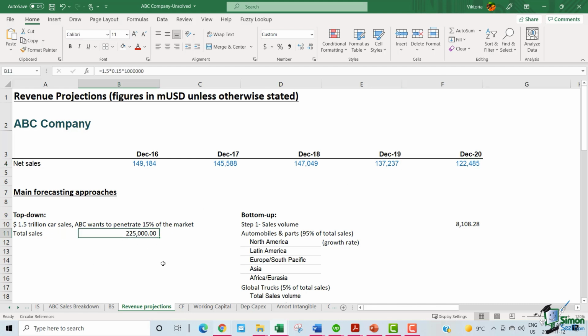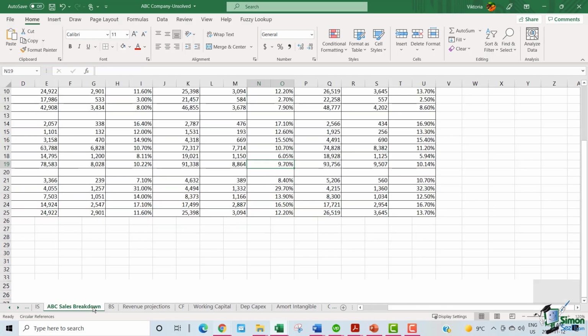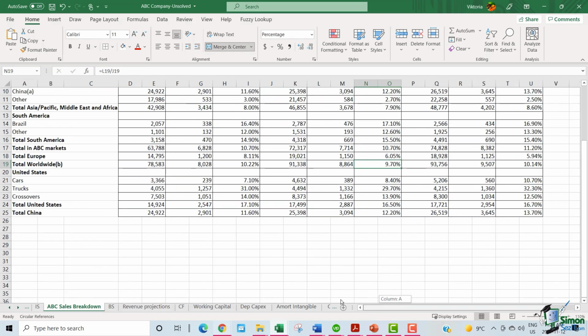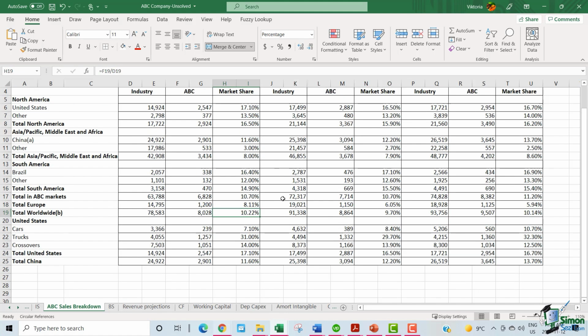reach its target. But let's say the management has this long time horizon in mind, and their goal ultimately is to capture 15% of the market. As it's a long-term target, let's say ABC wants to get there 10 years from now. If we go in the ABC Sales Breakdown tab, we see that the total worldwide sales are at 10.22%. This is the market share of ABC as of December 2020.